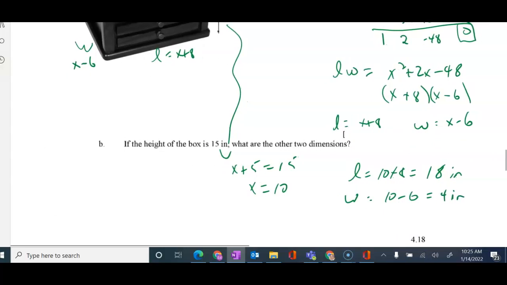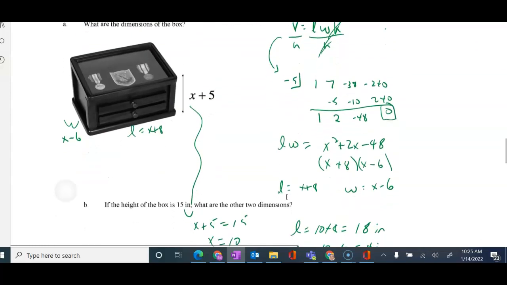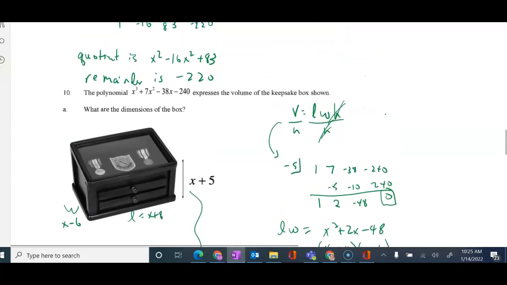That's today's lesson. Synthetic division. You can use it to factor. You can use it to solve other type problems.